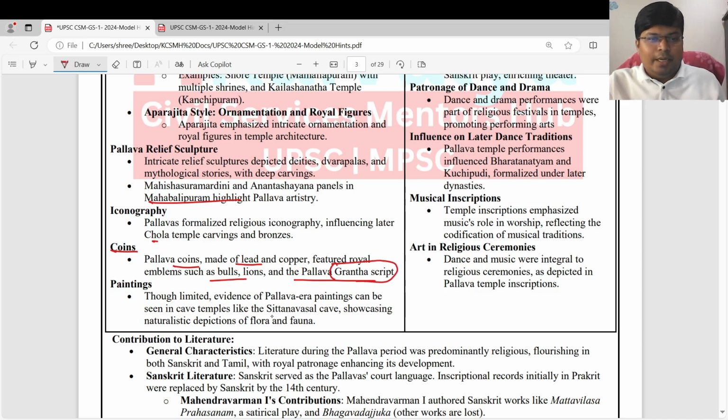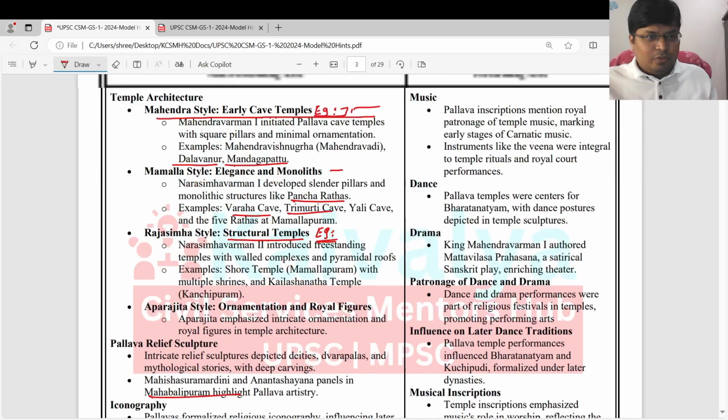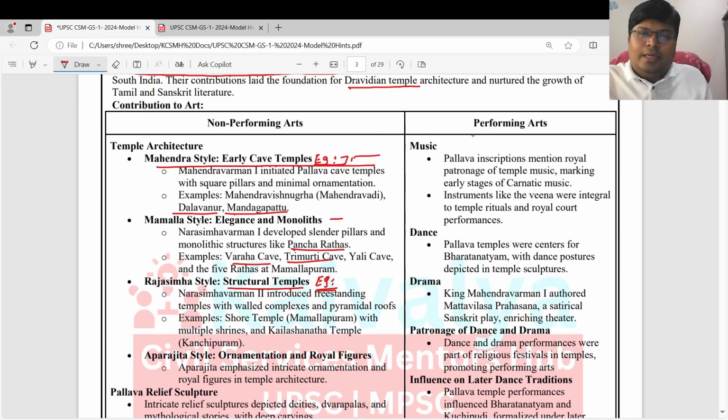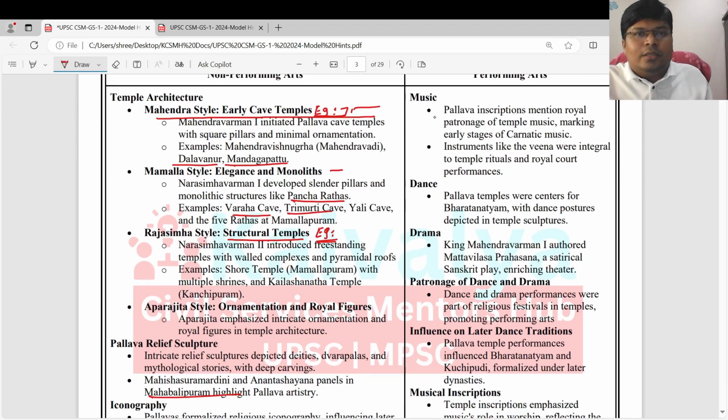Then paintings. In the painting case, you can quote the Sitanavasal cave. It is associated with Jaina culture. And then on the right hand side, I have included the performing arts. Then music. You can link the music with the historical development of Carnatic music. Dance: you can interlink it with Bharatanatyam, because Bharatanatyam was the ultimate culmination of temple dance. The temple dance was more prominent in South Indian temples, so you could link over there.